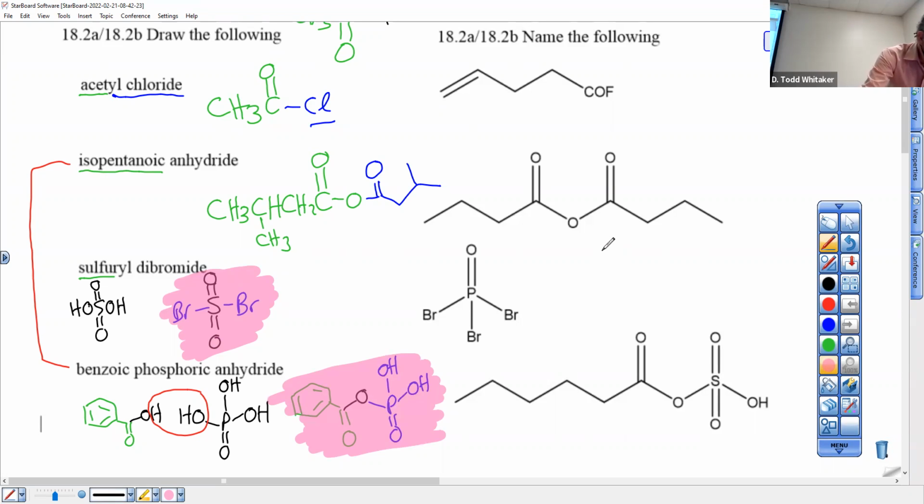All right. Similarly, we're going to name the following. This is an acid halide. If you're not sure, the only way to draw this without octet violations or formal charge violations is as an acid halide. COF there. Longest chain, 1, 3, 4, 5. It's a pent. What's that between 4 and 5? That's an ene.